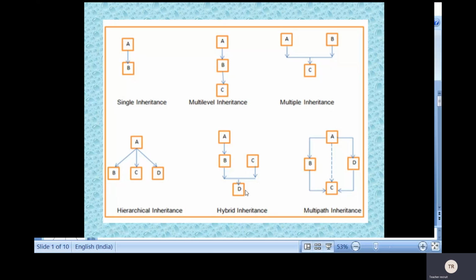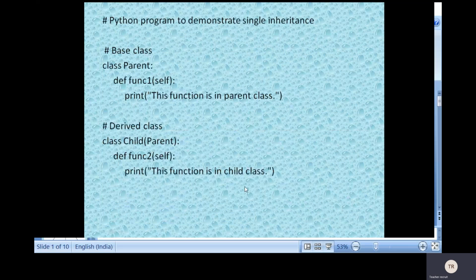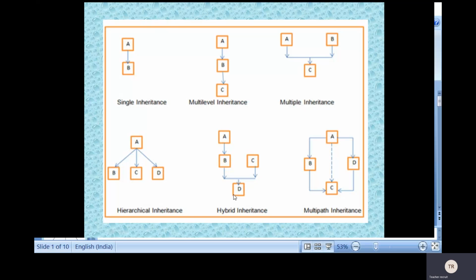We also have something called hybrid. Hybrid is a mix of multiple and multi-level inheritance. Now see here, class B is inherited from class A and class C is an individual class. It is not inherited from anywhere. Class D is inherited from B and C. So now class D will have access to the functions and properties of class A as well as B and C.